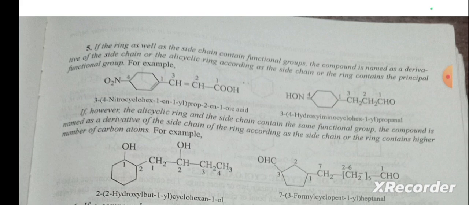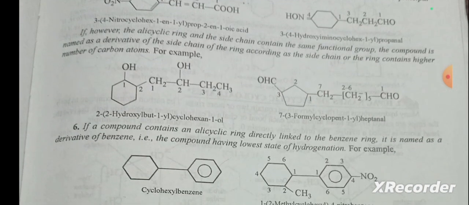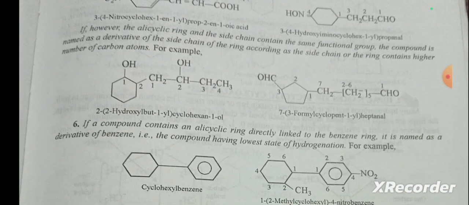If, however, the acyclic ring and the side chain contain the same functional group, the compound is named as a derivative of the side chain or of the ring, according as the side chain or the ring contains the higher number of carbon atoms. For example, 2-hydroxybut-1-yl cyclohexanol.